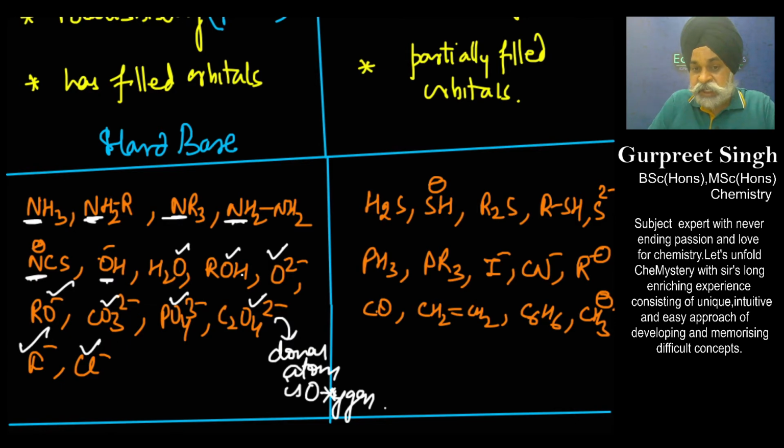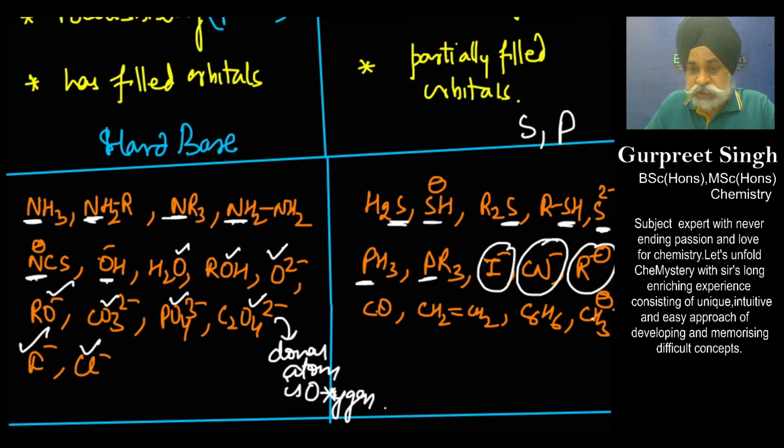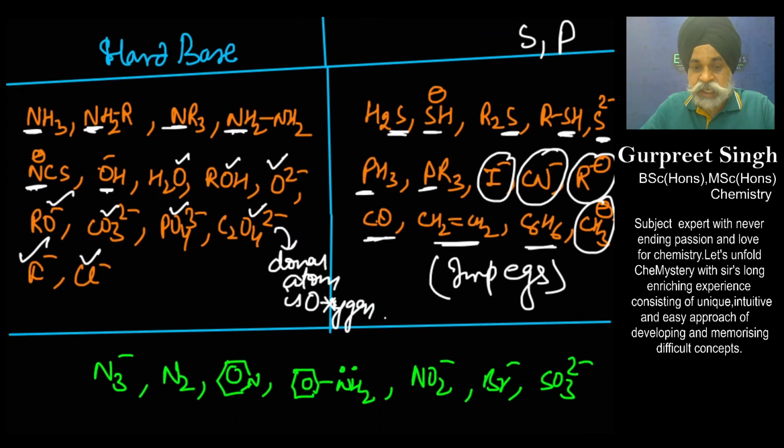On the contrary, whenever the donor atom is either sulfur or phosphorus, just see the sulfur and phosphorus, then these tend to become soft bases. And down the group, these are some of the important examples which I have marked. Cyanide is an important example, iodide, carbanion is soft, benzene, ethylene, carbon monoxide. These are some of the important examples which you should remember, because these would be used while discussing the application part.